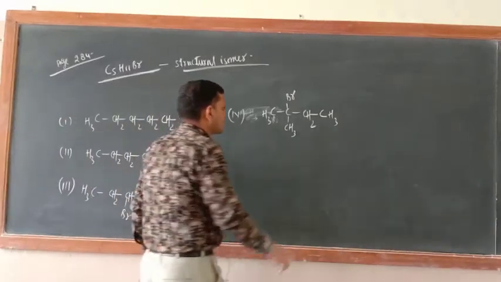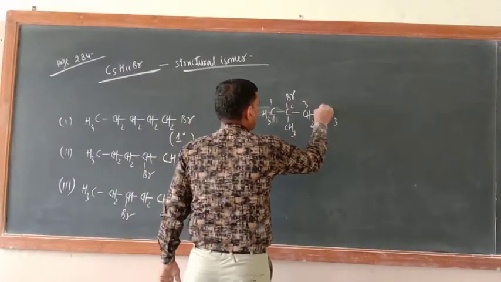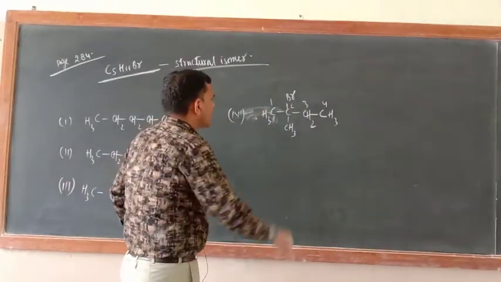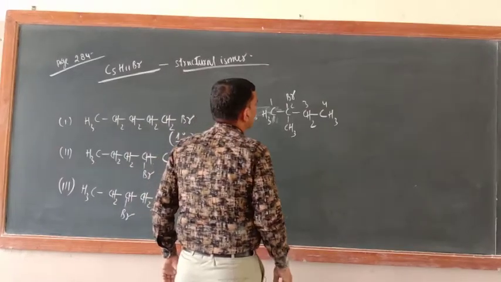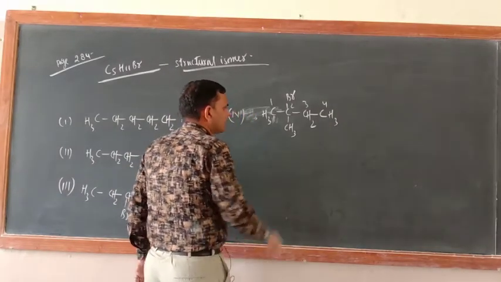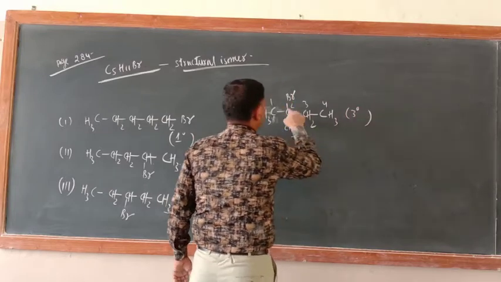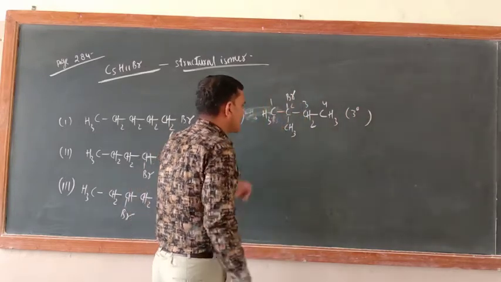Now here also just see, 1 2 3 4. So what is the name of this one? This is 2 bromo 2 methyl butane. And this is 3 degree, because Br is attached with a 3 degree carbon atom.